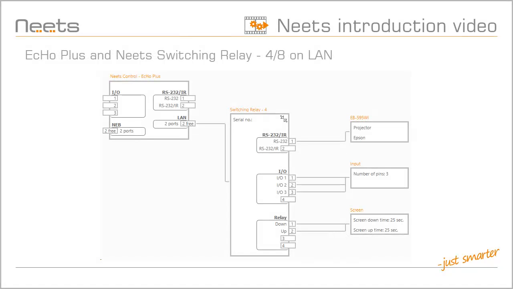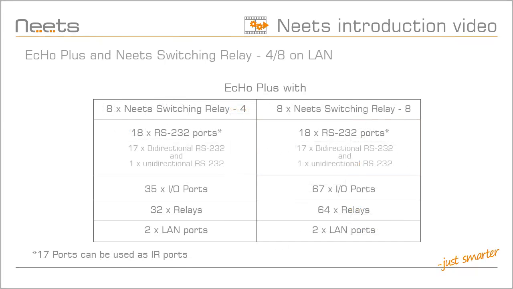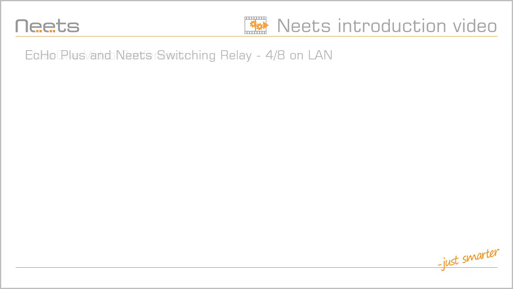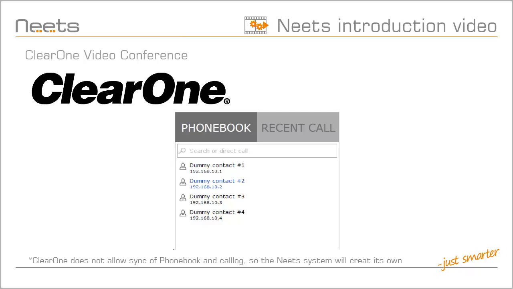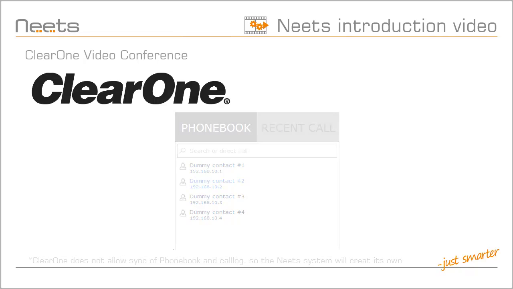With the release of the Project Designer 1.7 comes the opportunity to add Neets switching relays to Echo Plus's network port. You can add up to 8 Neets switching relays to the Echo Plus, and an Echo Plus can now have up to 18 RS-232 ports, 67 I/O ports, 64 relays, and 2 network ports. This makes the control system very flexible. The ClearOne video conference system has been added to the Project Designer 1.7. This also includes a local phone book and call log in the Neets control system.